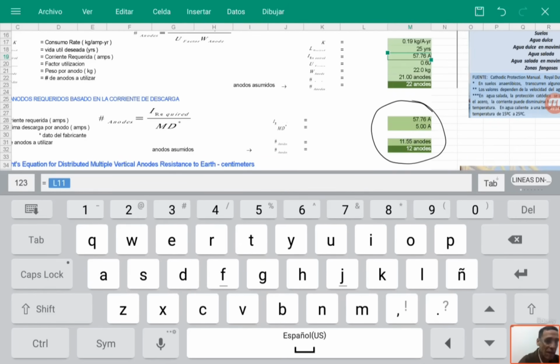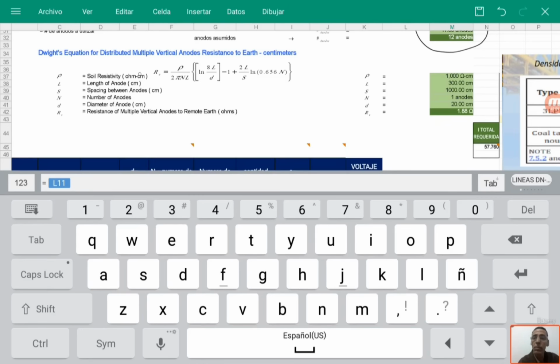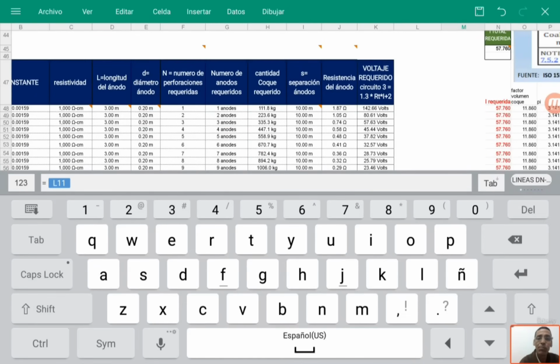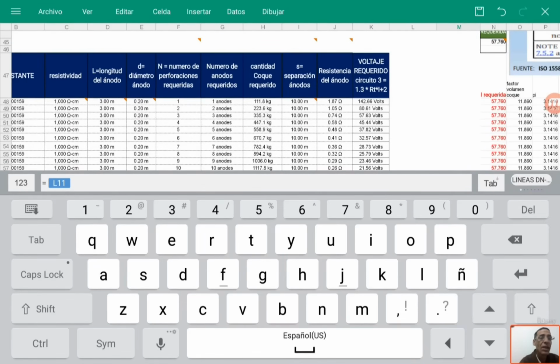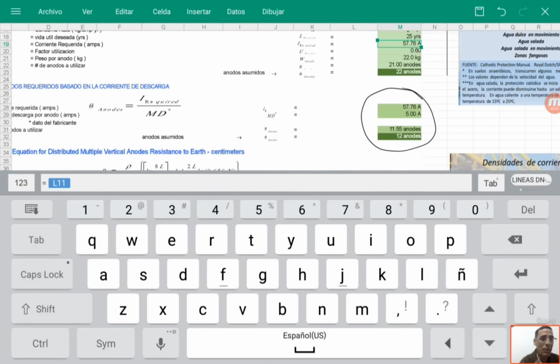But this is based on the current density, the drainage capacity. Here is Dwight's equation for calculating the resistance of vertical anodes for several vertical anodes. In this case, it's giving us an 88. Notice how this table is giving me this value. Remember that for useful life I should assume 22 anodes, but will the system really work?